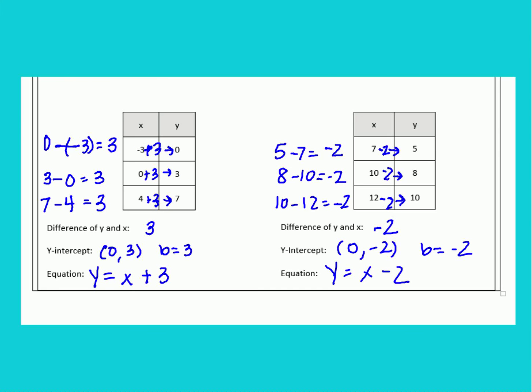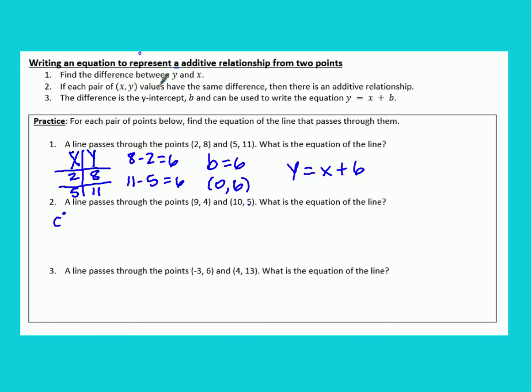We can just say that to get from x to y here in this first point, to go from 9 to 4, what do you have to do? To get from 9 to 4, we have to subtract 5. That's going to get us 4.